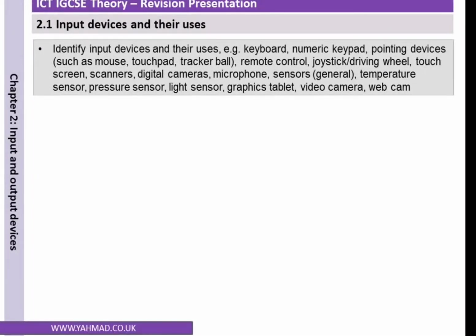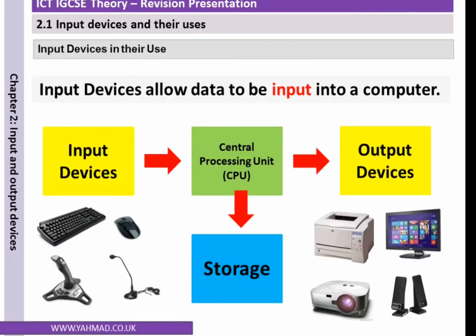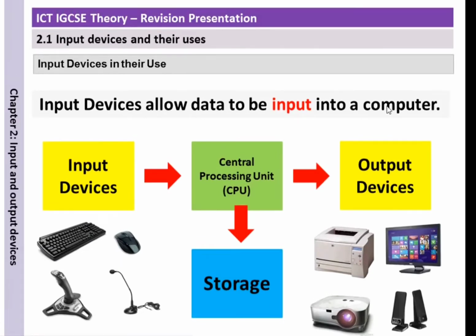We're going to be looking at the ICT IGCSE Chapter 2 today, Input and Output Devices. So we're going to be looking at what input devices are, what output devices are, and their uses. So 2.1, we're going to be focusing on input devices and their uses. Input devices allow data to be inputted into a computer system.